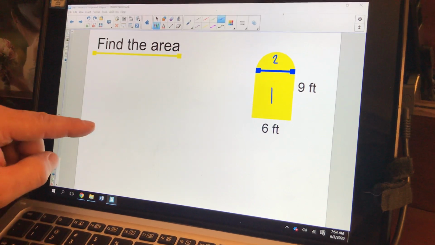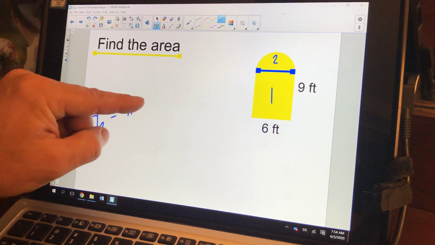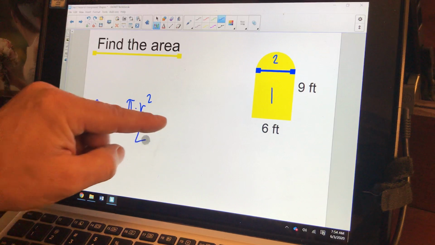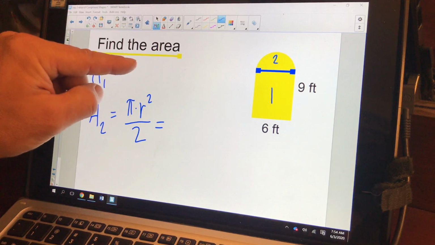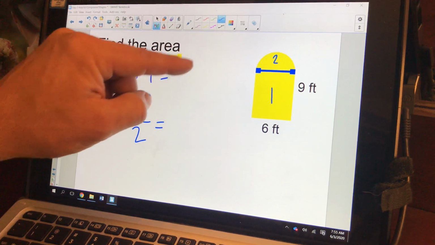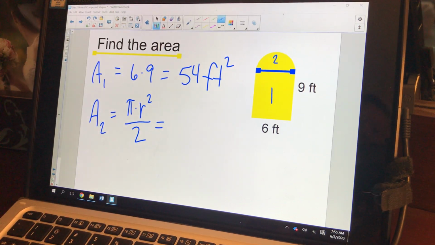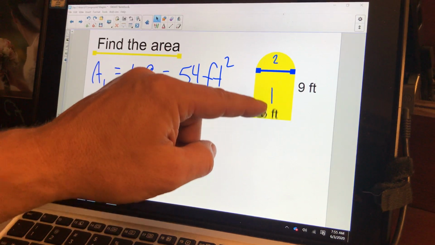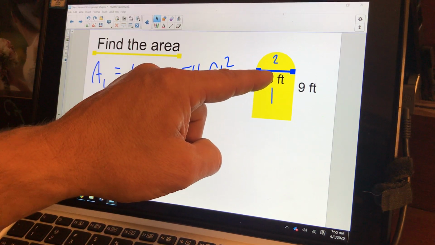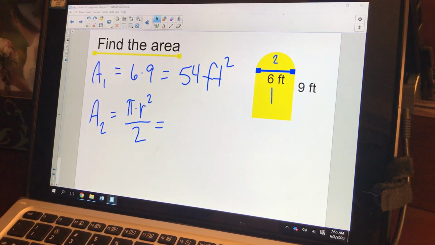When I'm thinking about the area of shape 2, I'm going to have to do pi times the radius squared divided by 2, because I only need half of it. Area of shape number 1 should be easy. It's a 6 by 9 rectangle, 54 feet squared. So then I'm going to do half of the circle. Now, this 6 feet down here is helping me tremendously, because that 6 feet is also the diameter of my circle.